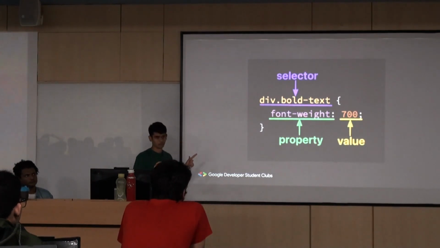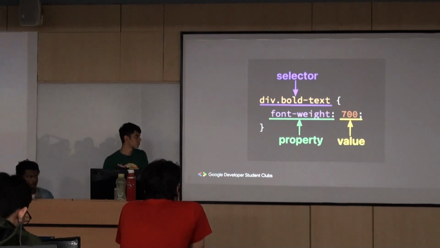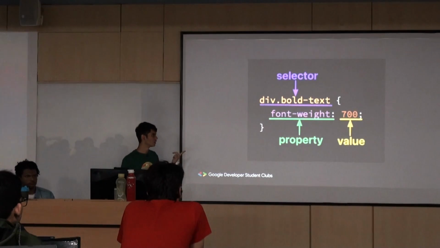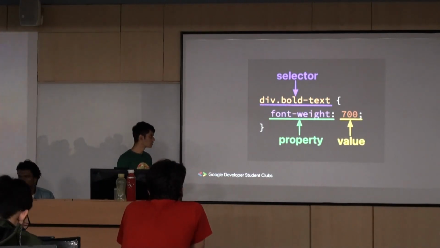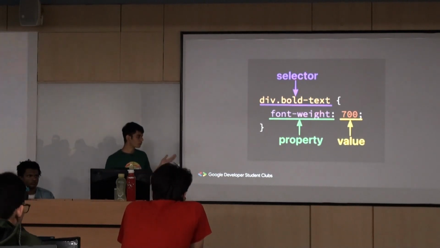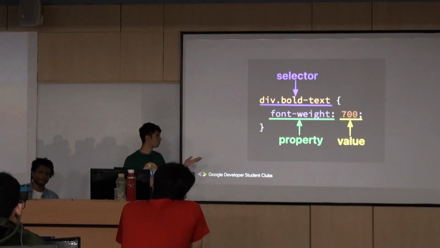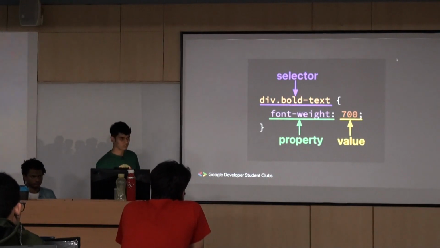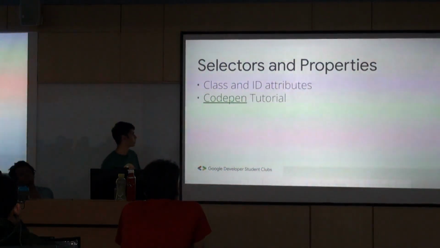And once you have the selector, you know what element you want to apply styles to. You will choose properties such as font weight, font size, color, display, stuff like that. So these are the styles you want to add to that particular element. Could be background color. And once you have that, you just assign the value to it, like color red or font weight 700. So yeah, that was the basic syntax. Let's talk more about selectors and properties.